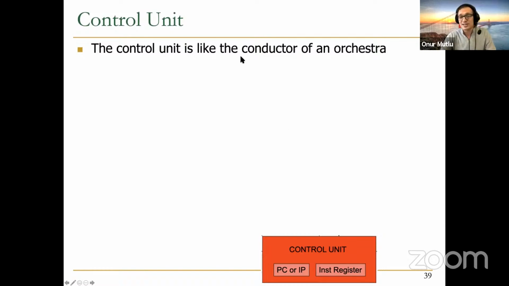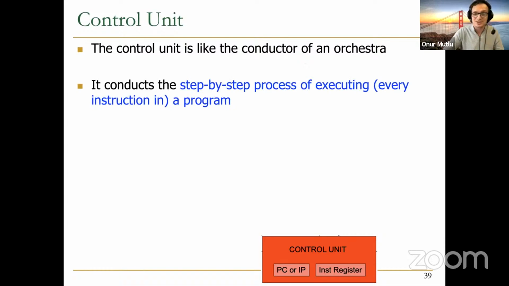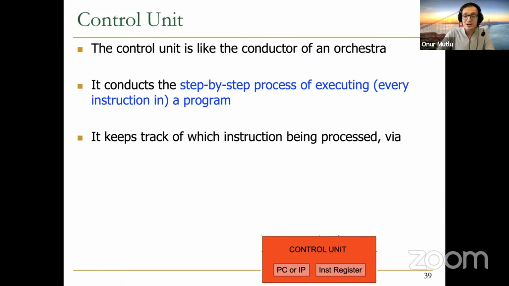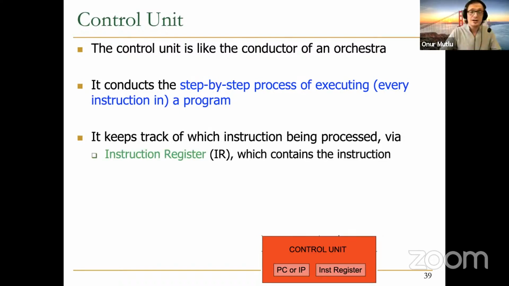So the control unit is like the conductor of an orchestra. Everything happens because the control unit enables it to happen, essentially. It really conducts a step-by-step process of executing every instruction in a program. And each instruction also has a process of execution, as we will see. It keeps track of which instruction is being processed. And to be able to do so, it has an instruction register, which contains the instruction itself. This is the encoding of the instruction.